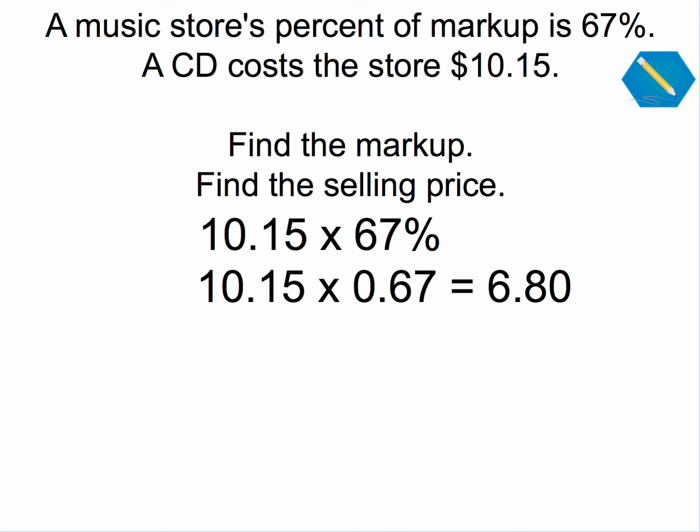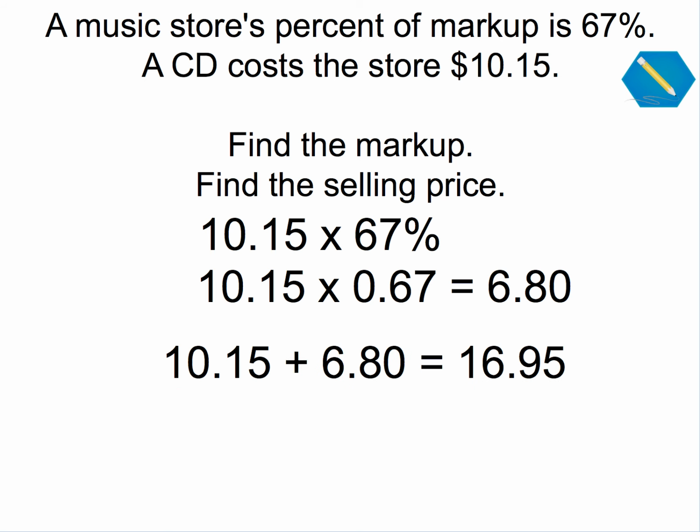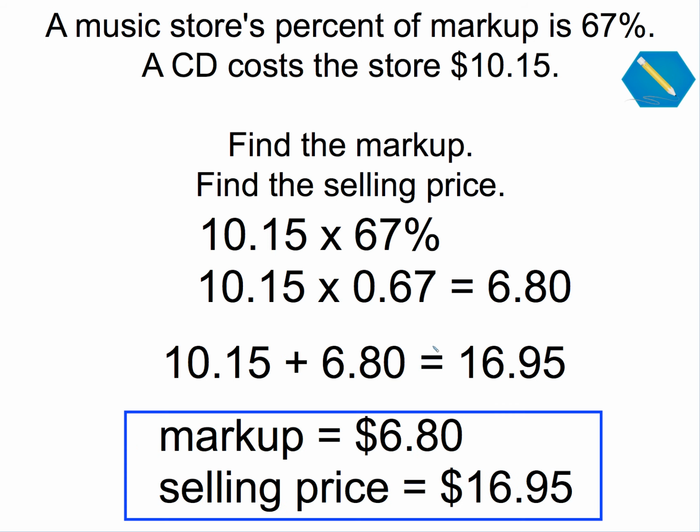Okay, so when we multiply that, we get $6.80. That means that the markup, the amount that the store will make, is $6.80. But to figure out how much they sell it for, since it was a markup, we need to take $10.15, which is what they paid for it, plus that $6.80, and we get $16.95. So the markup is $6.80. Notice I added the dollar sign on here for my final answer. And the selling price is $16.95.